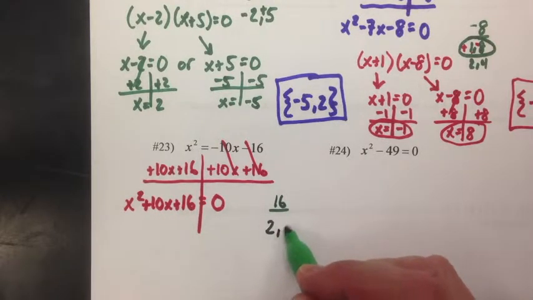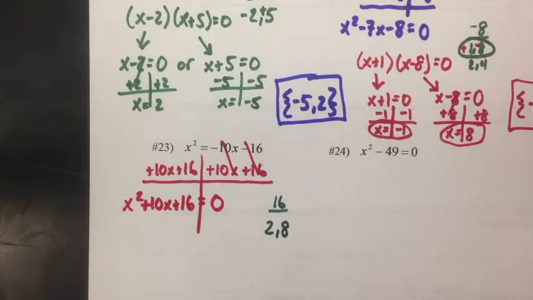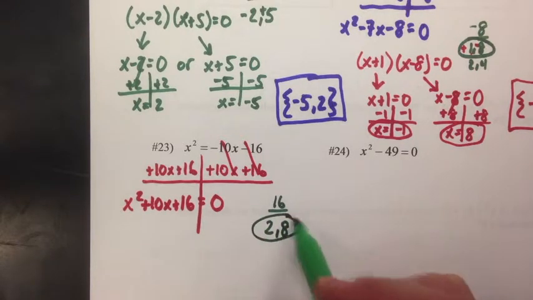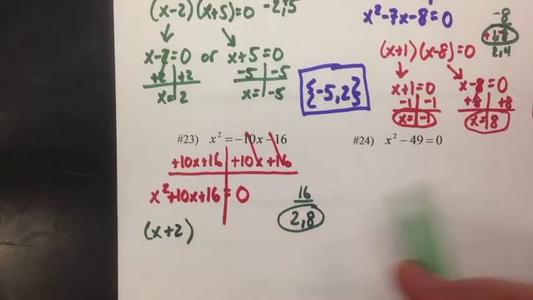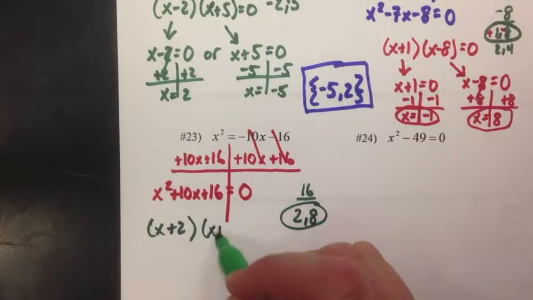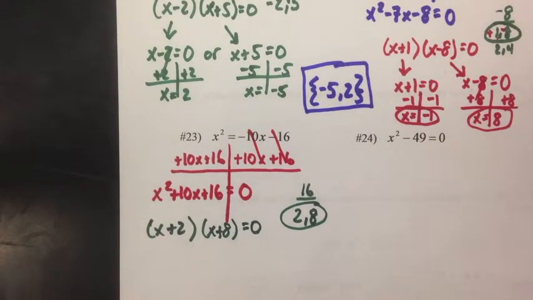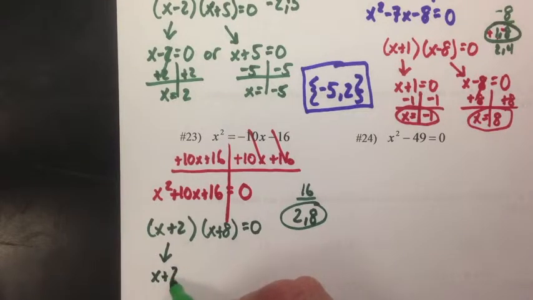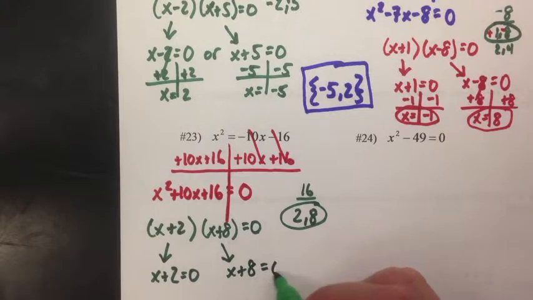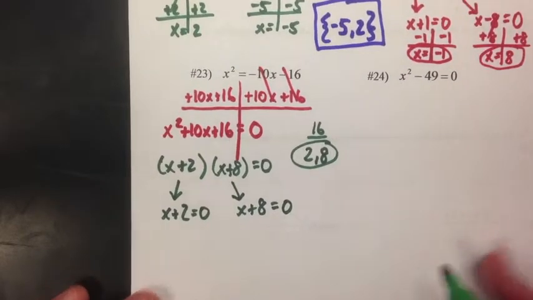How about 2 and 8? 2 times 8 is 16, 2 plus 8 is 10. Now they're both going to be positive because everything is positive. So here's the winner. And we're going to say x plus 2 times x plus 8 equals 0. Now those are the factors, but now we have to solve it. So to solve it, take each factor, set it equal to 0. Now we'll solve this like a normal equation.